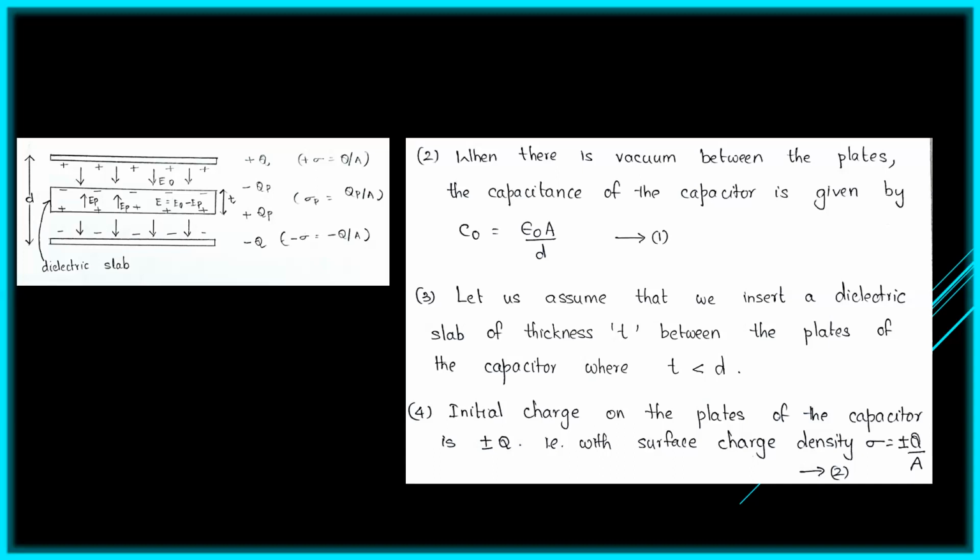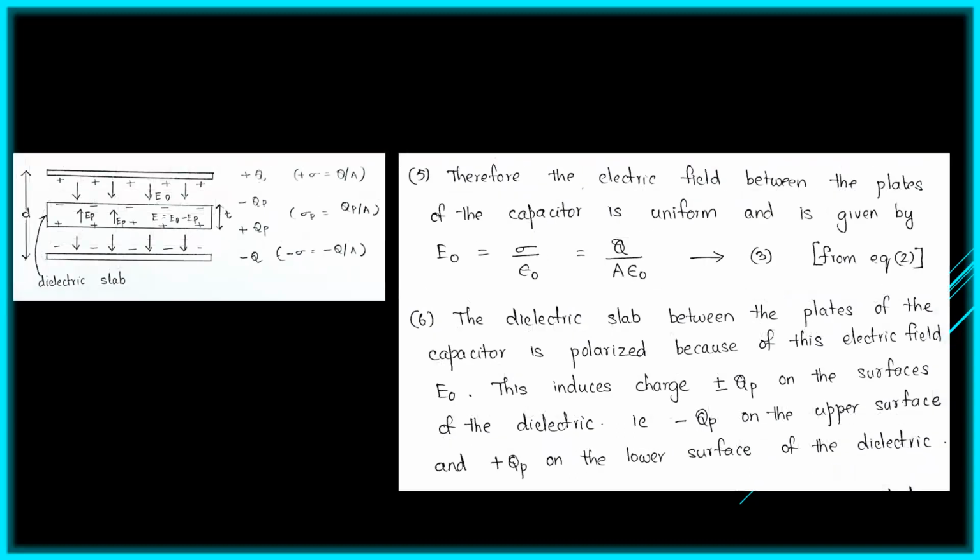Now, as I told you earlier, the initial charge on the plates of the capacitor is plus or minus Q. Upper plate has a charge plus Q, lower plate has a charge minus Q. Therefore, surface charge density sigma is equal to Q by A. For the upper plate, it is plus sigma, that is Q by A. For the lower plate, it is minus sigma, which is minus Q by A. In general, the surface charge density on the plates of the capacitor is plus or minus sigma, so sigma is equal to Q by A.